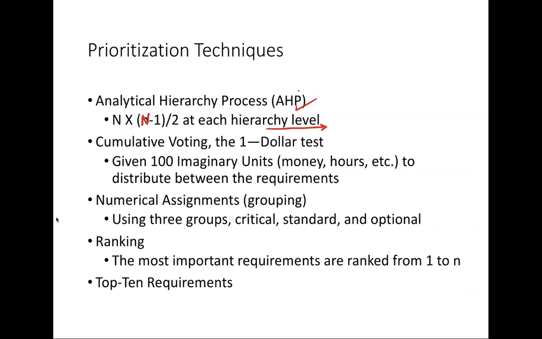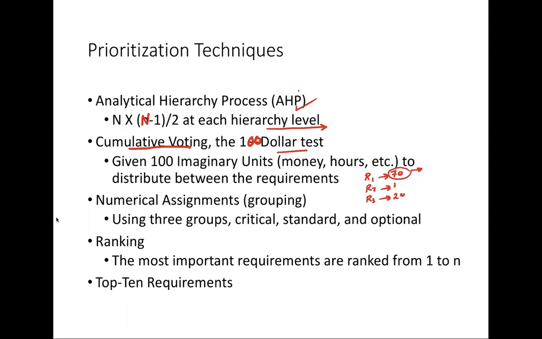The second one is community voting, called the $100 test. In this one, you imagine that you have 100 imaginary units. It could be money, it could be hours, or whatever. Then you distribute those units among the requirements. So maybe requirement 1 will take 70 units, requirement 2 will take 1 unit, and requirement 3 will take 20 units. It seems like requirement 1 is of high priority now, using the cumulative voting scheme.